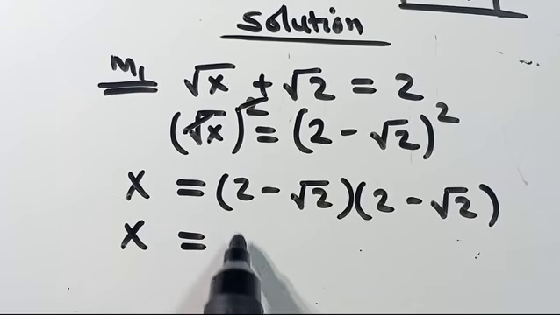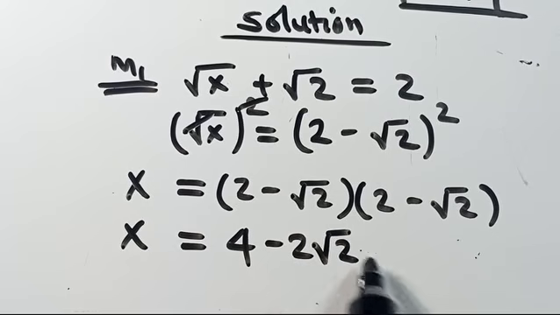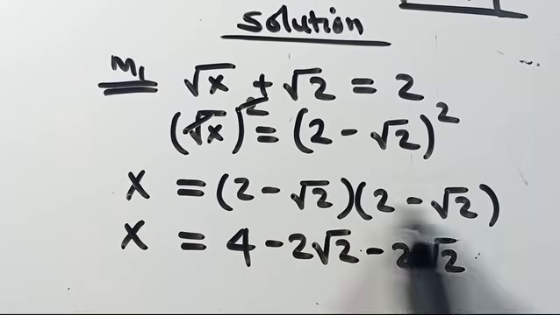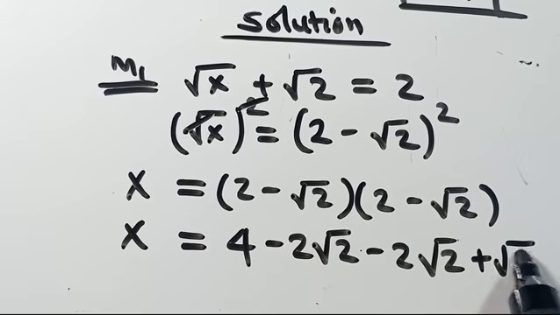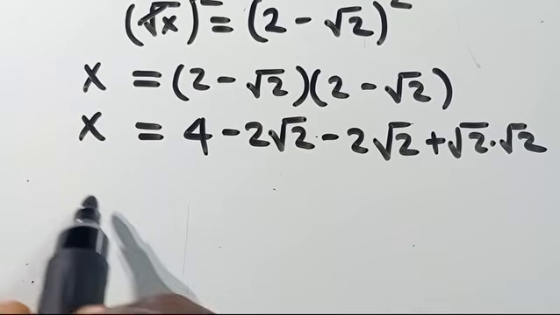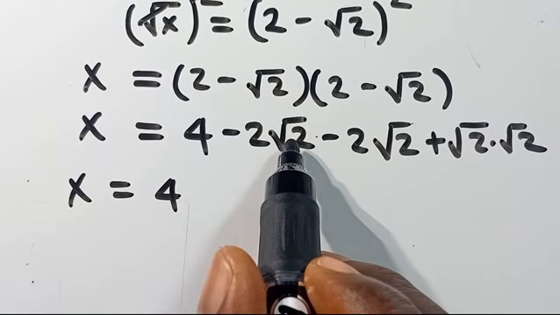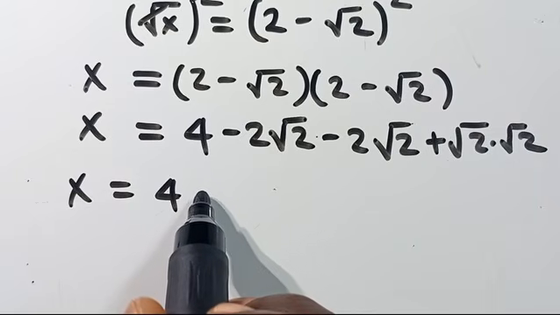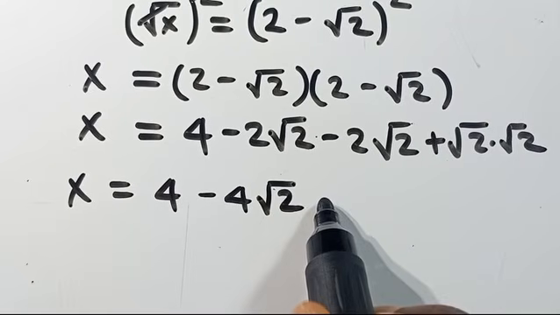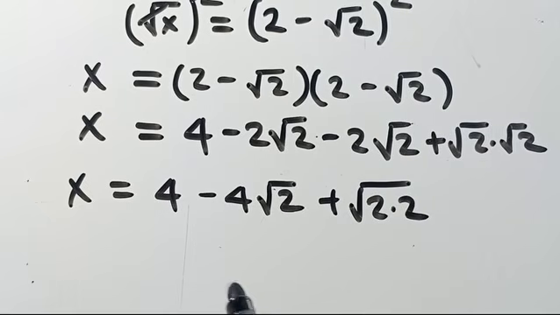x equals 2 times 2, 4. 2 times this will be minus 2 multiplied by root 2. This times this will be minus 2 multiplied by root 2. Minus times minus will be plus, here will be root 2 times root 2. So from here we have x, 4 minus 2 root 2 minus 2 root 2 will be minus 4 root 2, plus this will be root 2 times root 2.